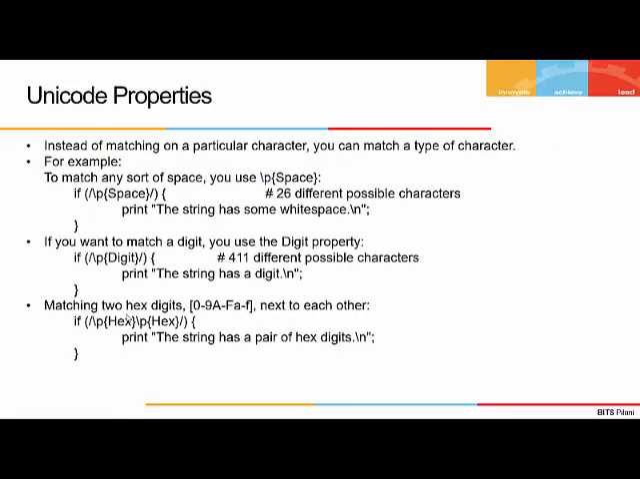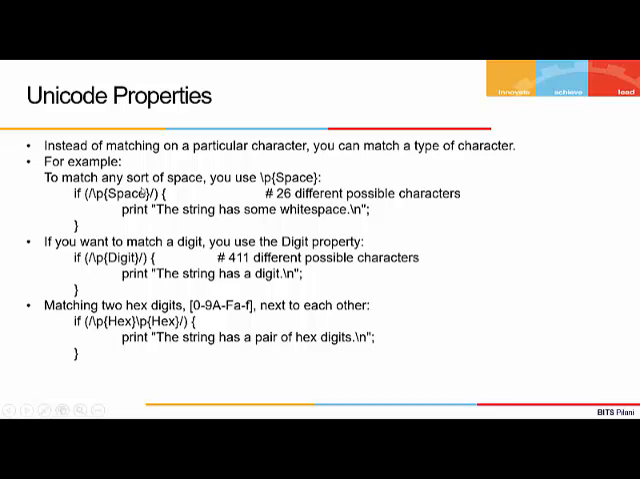Now the Unicode properties. Instead of matching a particular character, you may want to match a type of character. Say we want to match digits, or white spaces, or hexadecimal values or binary values, and check that they are part of the string. That is the part of the data we want to check. So how can we do that?